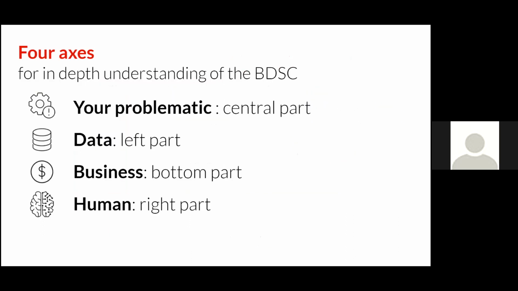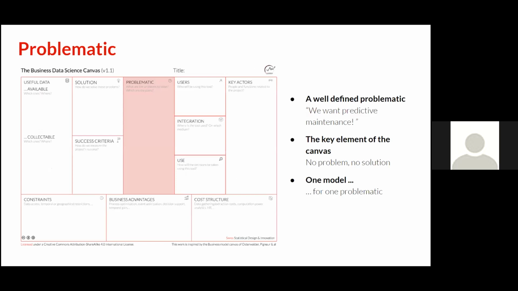So to dig a bit deeper in this canvas, I will go through 4 main axes. The first one, your problematic, which will be the central part. The left part will be about data and technique. The bottom part about business, and the right part about human. So first of all, the problematic.